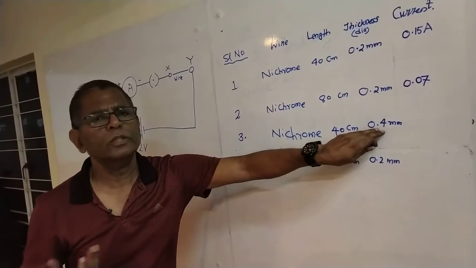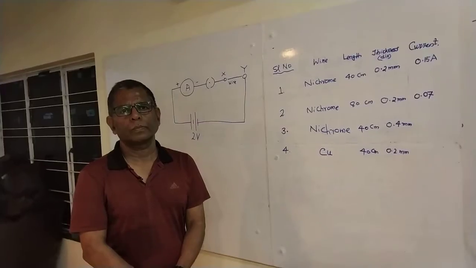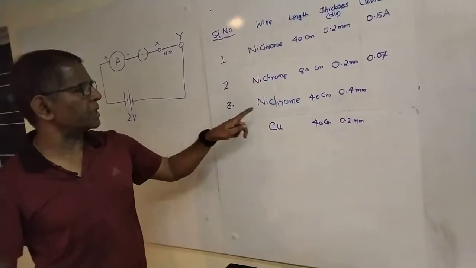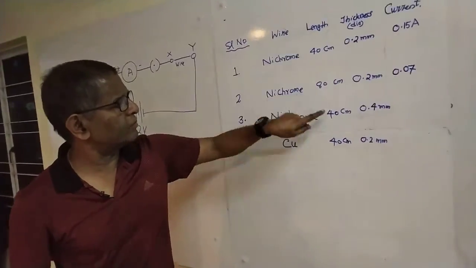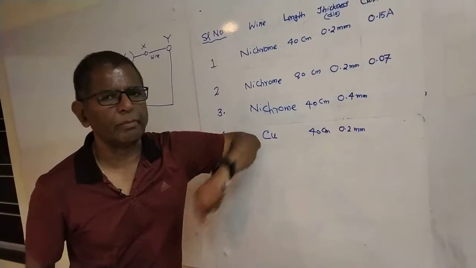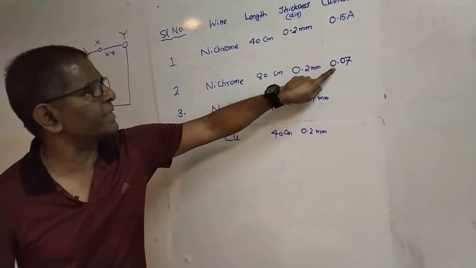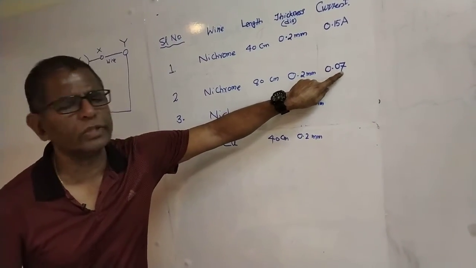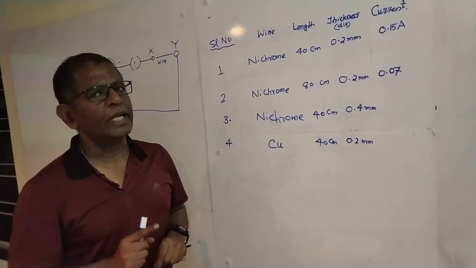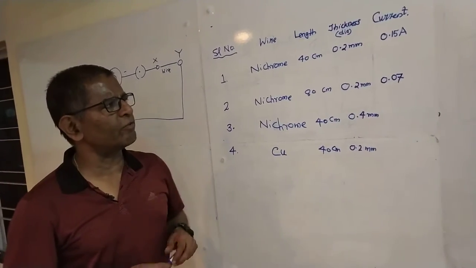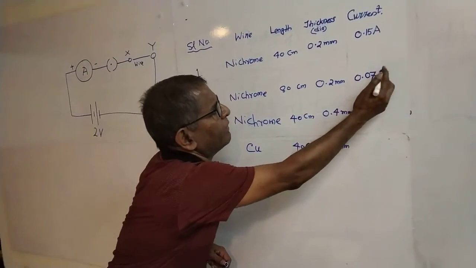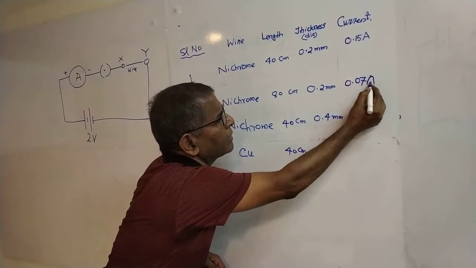So we'll take a thicker wire. Now let us connect the wire number 3, that is a nichrome wire, same length 40 centimeter and the thickness is 0.4 mm. In the last observation I wrote 0.07. So you know what is the mistake? I forgot to write the unit. So you should never forget to write the unit, otherwise you will lose marks. So it is 0.07 ampere.